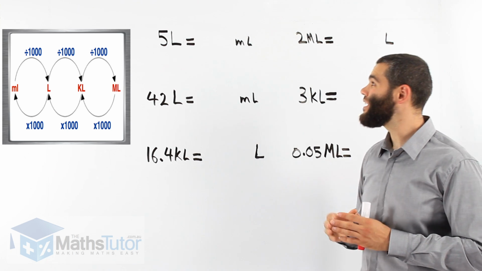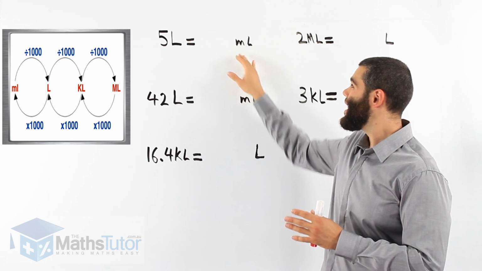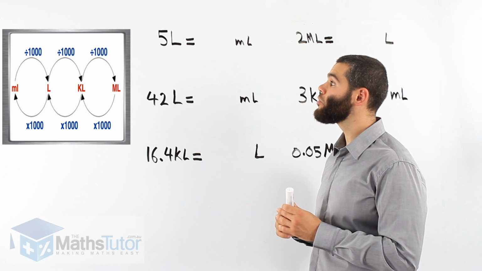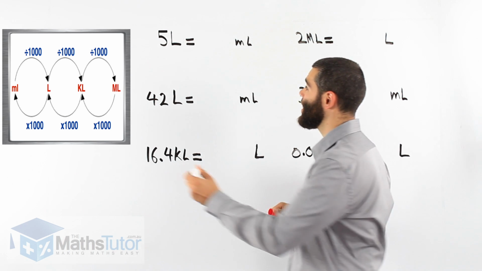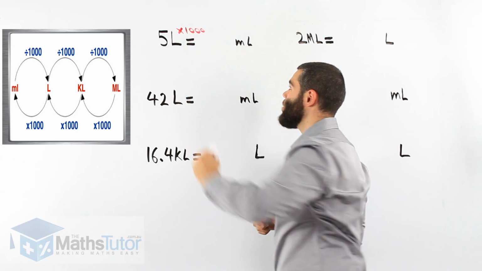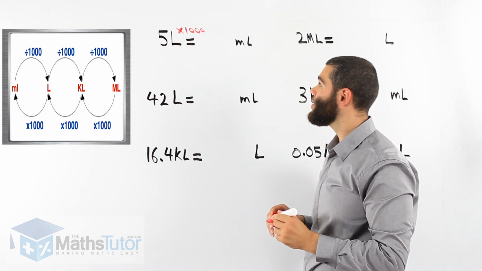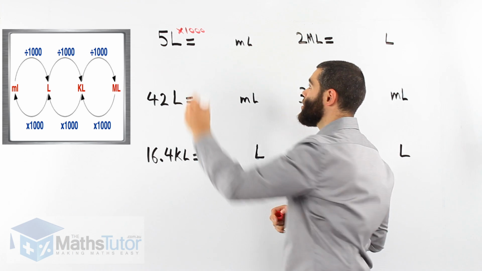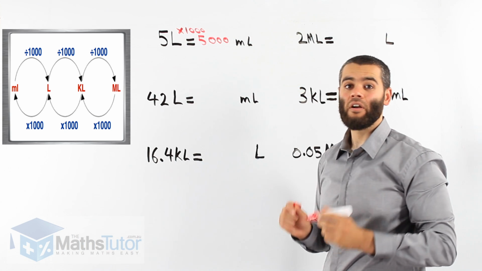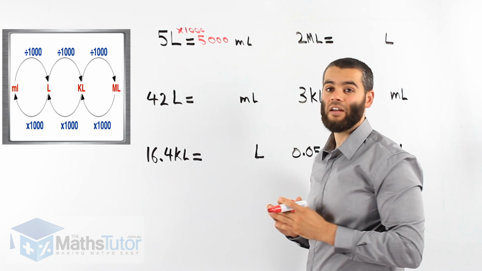We have 5 litres. We want to know how many millilitres that is. So from litres to millilitres, we times by 1,000. Always show your working out on top. 5 litres, 5 times 1,000, 5,000 millilitres. There are 5,000 millilitres in 5 litres.